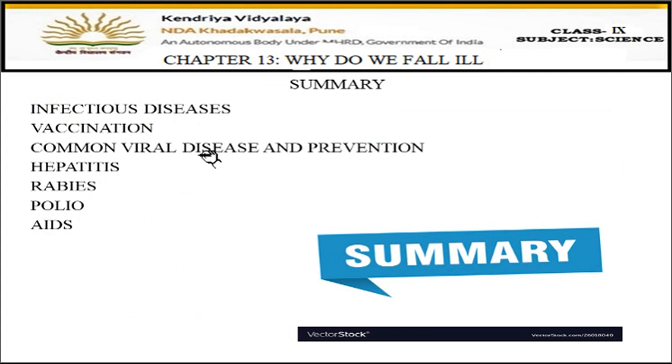Now let us see the summary of what we have done today. We have seen the prevention of infectious diseases, then the vaccination point, then some common viral diseases we discussed: hepatitis, rabies, polio, and AIDS.